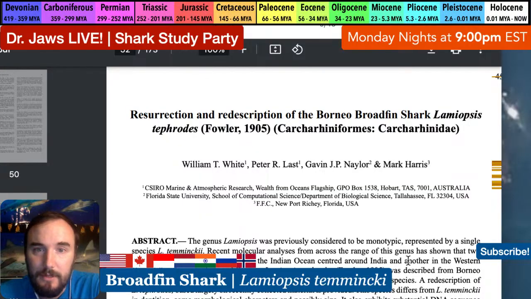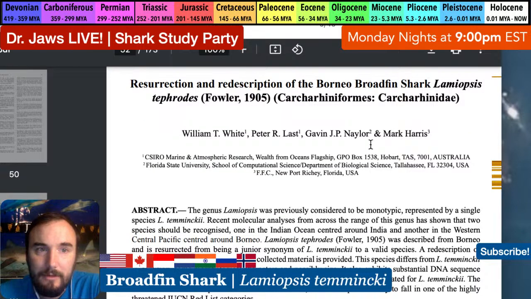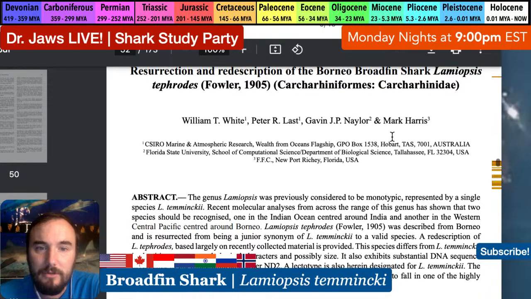Resurrection and redescription of the Borneo Broadfin Shark, Lamiopsis tephrodes, Fowler, 1905, Carcharhiniformes today. This is by William T. White, Peter R. Last, Gavin J. Naylor, and Mark Harris. So Naylor is, I recognize Naylor. I think everybody here is a shark scientist, with a lot of shark publications.